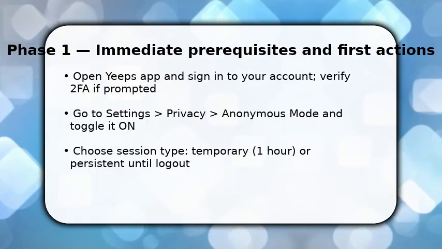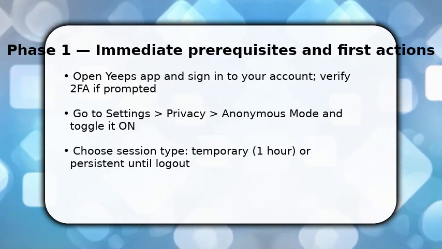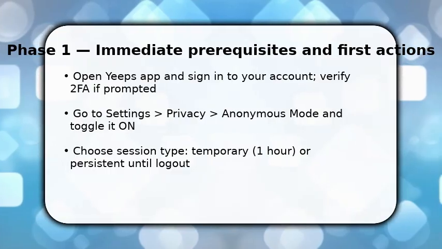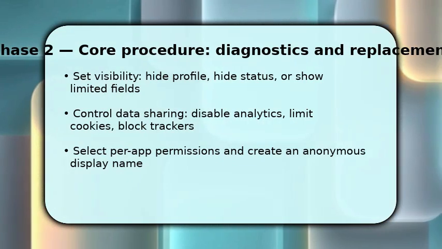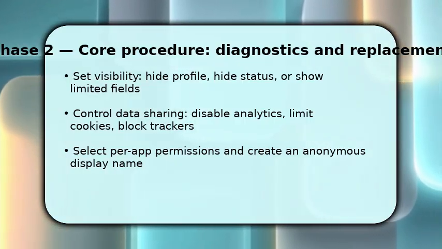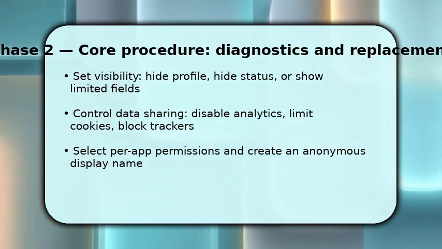Once done, confirm changes and inspect the small shield icon in the app header to verify activation before proceeding to actions that require anonymity. Once Anonymous Mode is on, configure session details to tighten privacy. Choose visibility settings, hide profile, hide status, or expose minimal fields only.